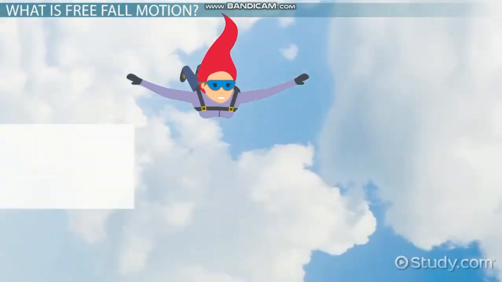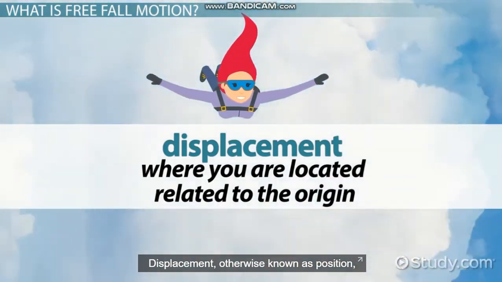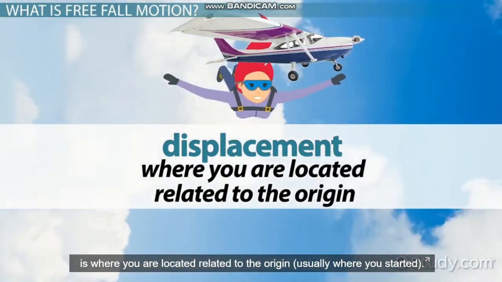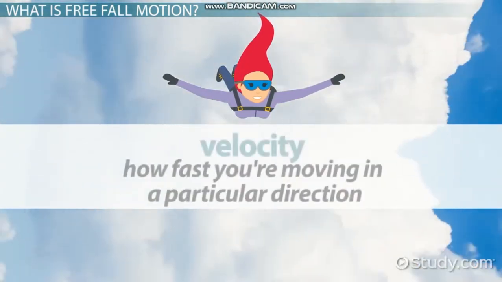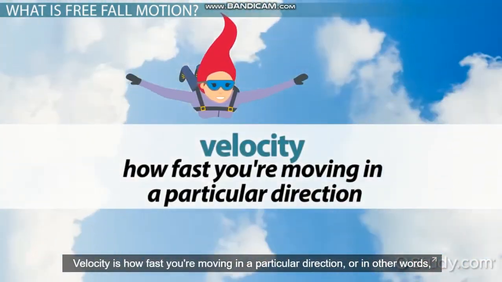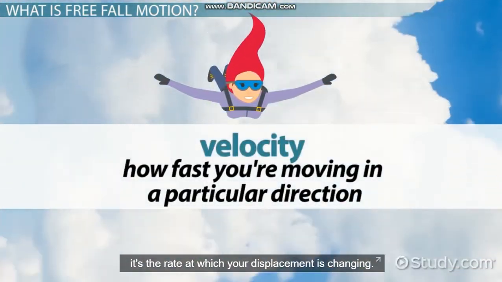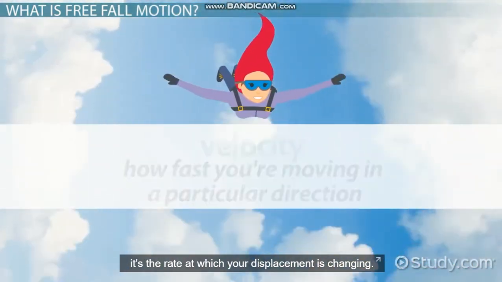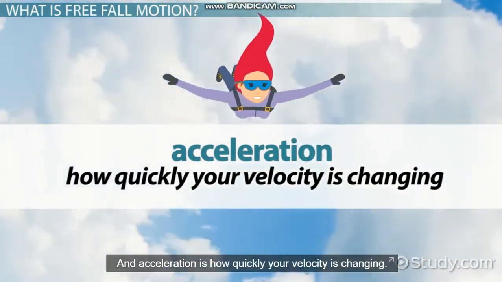this lesson. Displacement, otherwise known as position, is where you are located relative to the origin, usually where you started. Velocity is how fast you're moving in a particular direction, or in other words, it's the rate at which your displacement is changing. And acceleration is how quickly your velocity is changing.